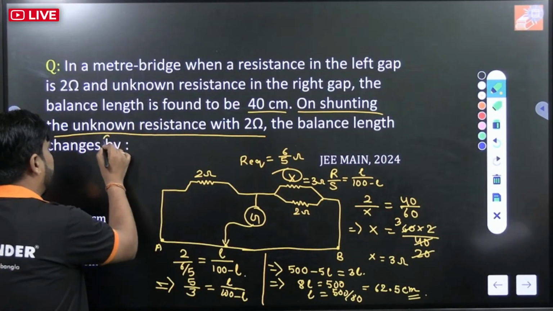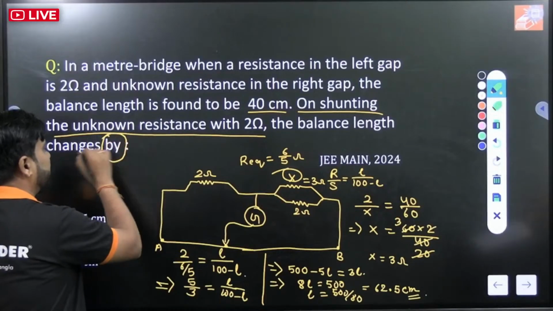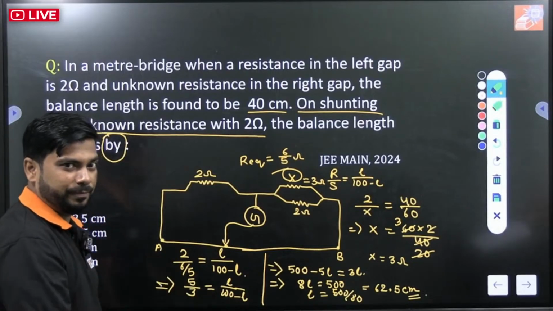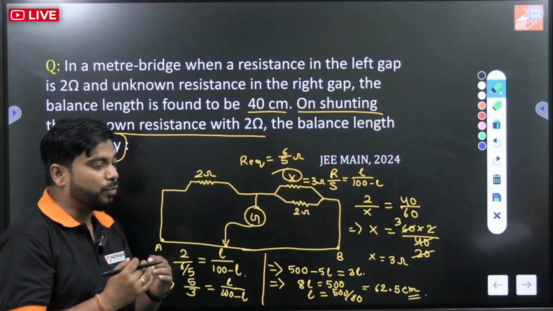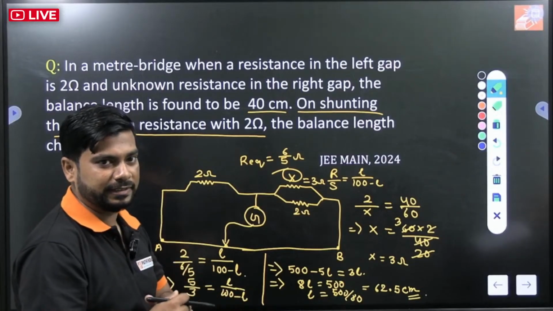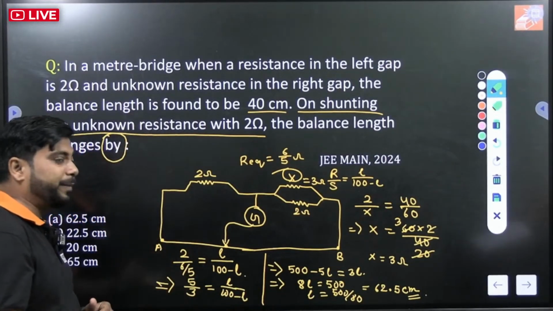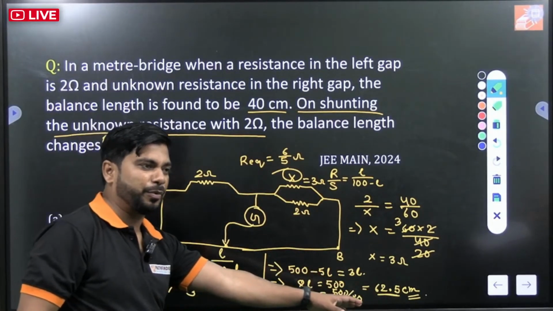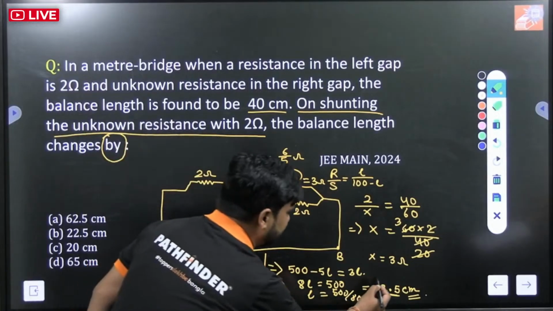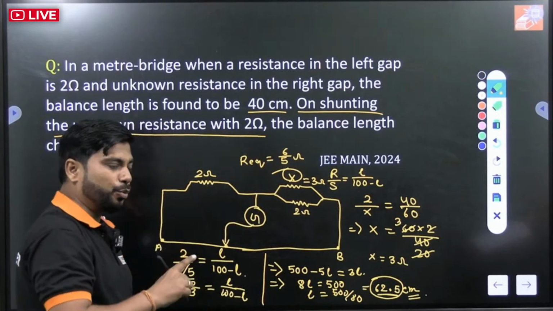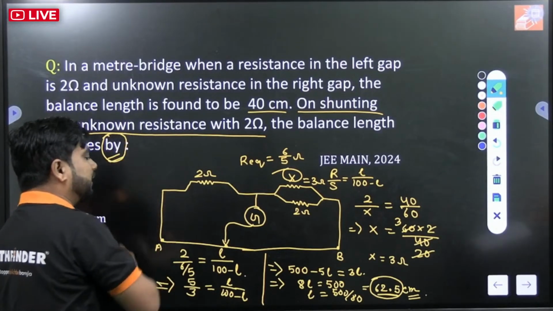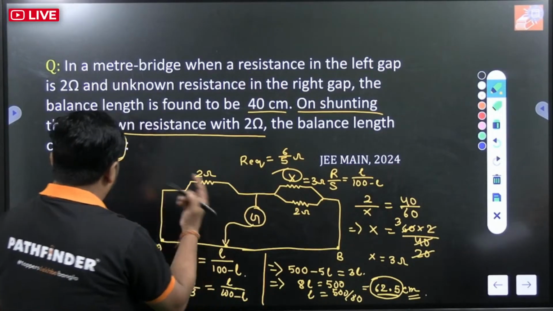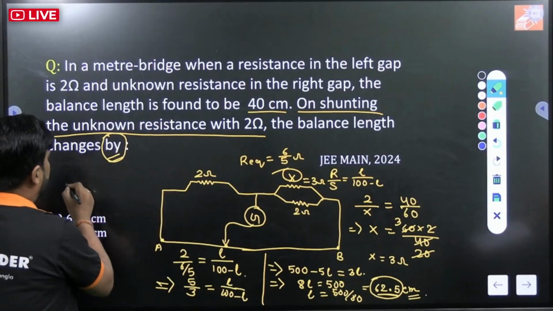Just be very careful when you are reading the question. Here the chances of making a mistake are maximum. You know, what is the difference between changes by and changes to? Changes by means up to what length it has increased or decreased. Changes to means this value we are talking about. Changes to 40 centimeter, changes to 62.5. If it is to, your answer is 62.5 centimeter. But if it is by, your answer will be the difference of the original and the final. Clear?